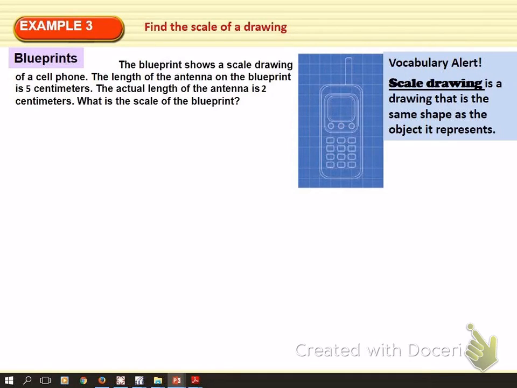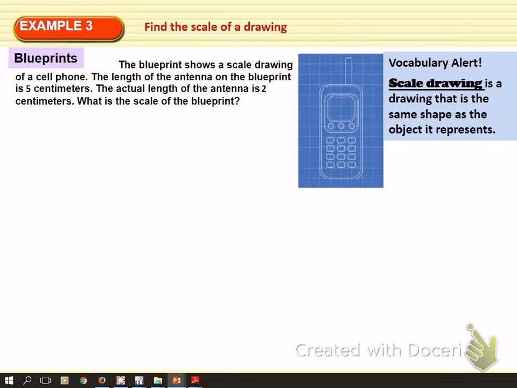For example, the blueprint shows a scale drawing of a cell phone. The length of the antenna, and I know cell phones don't have antennas anymore, so just bear with me. The length of the antenna on the blueprint is 5 centimeters. The actual length of the antenna is 2 centimeters. What is the scale of the blueprint? Well, the scale of the blueprint needs to tell us how much one unit in one, whether it's the drawing or the actual shape, is equal to in the other item, if that makes any sense.